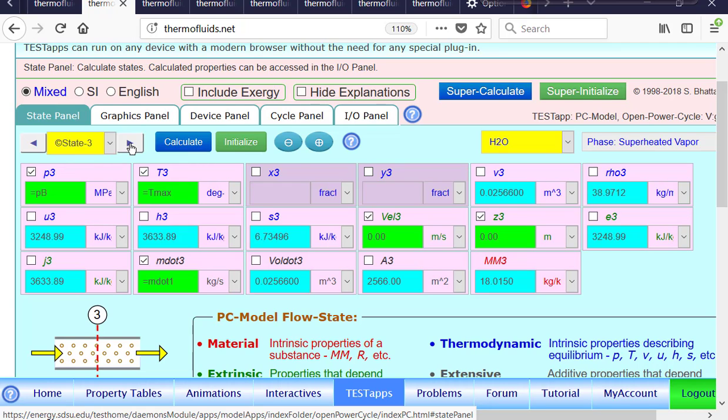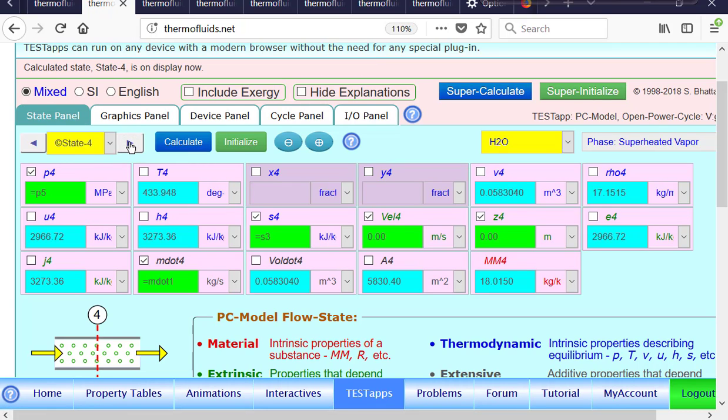Now from 3 to 4, we have the first turbine. Again, the pressure at state 4 is not known, even though it's coming up as green when you solve the problem first. And if state 5 is not known, this equation is not going to produce a pressure, obviously. So it will have a white background.